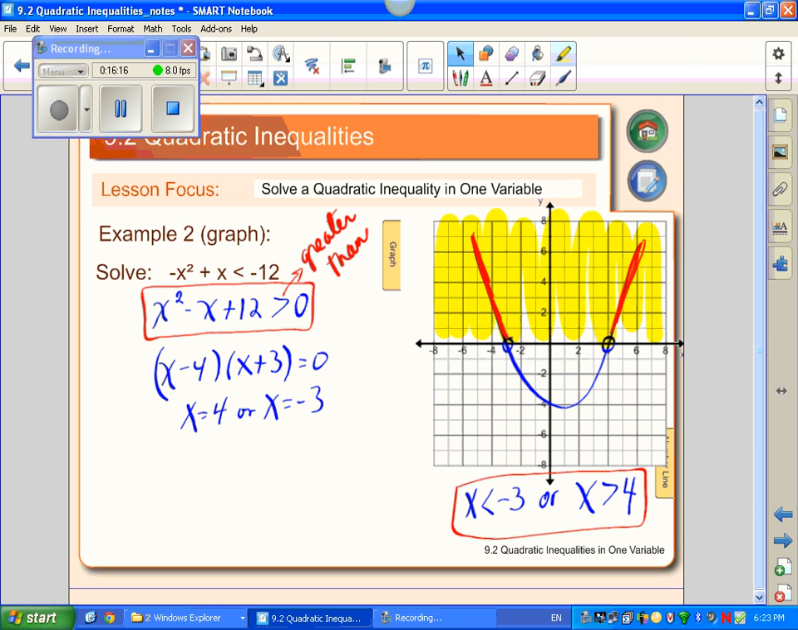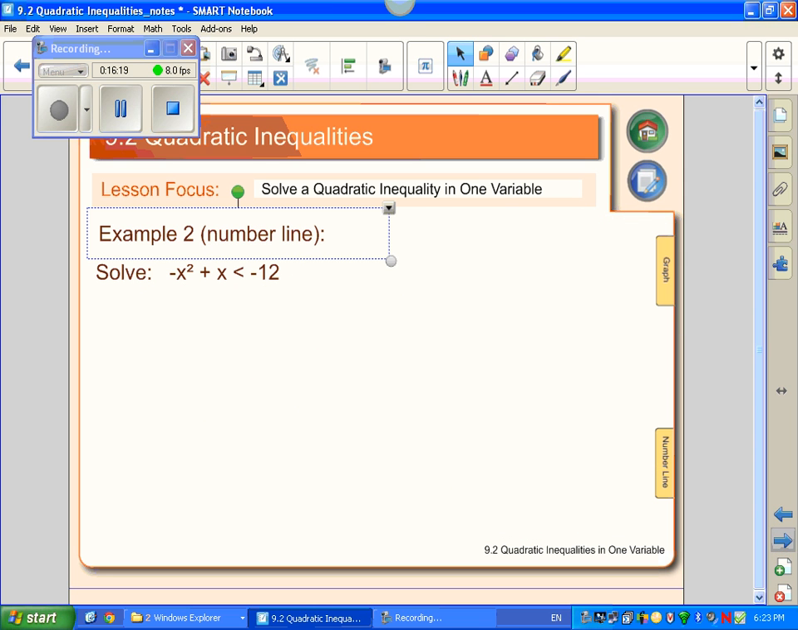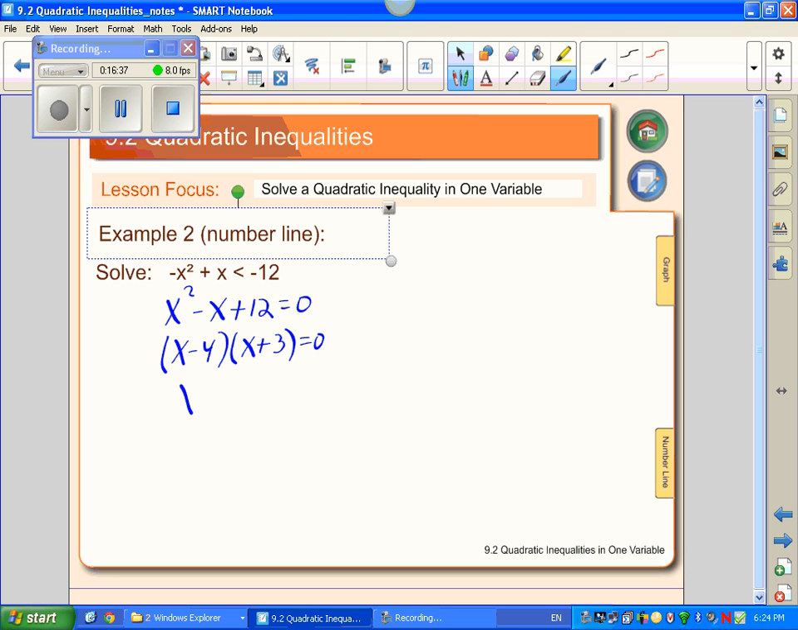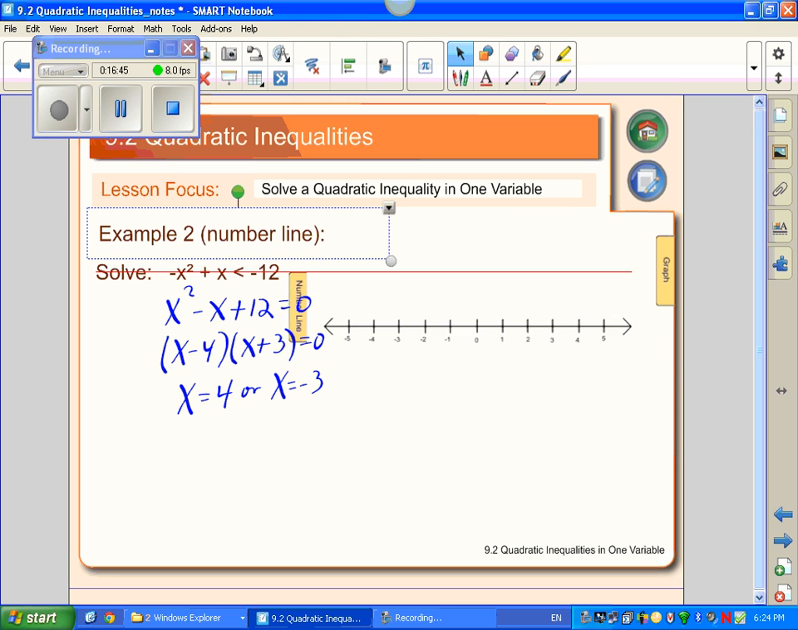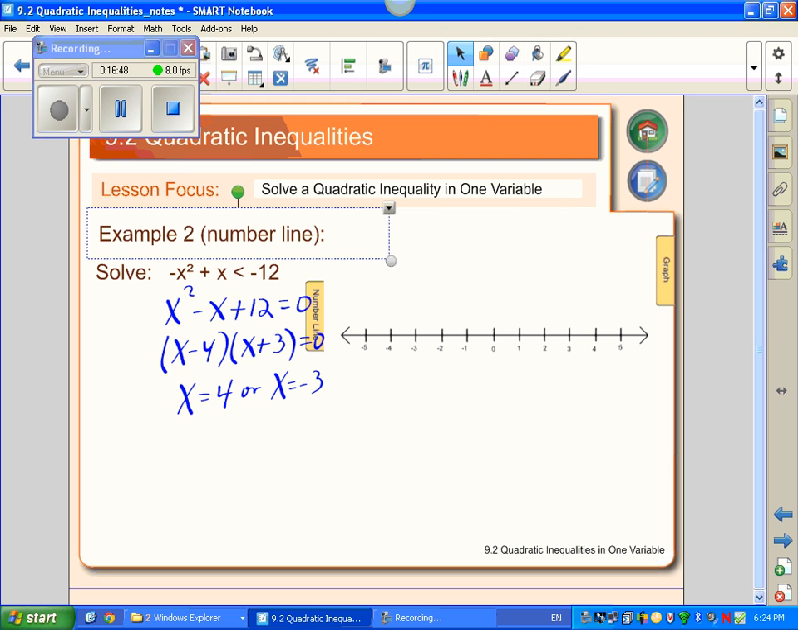What does this look like if I'm using the number line to help me? Well, the same thing goes as before. We had x squared negative x plus 12 equals 0, so my zeros are what I'm looking for. So we have x is equal to 4, where x is equal to -3. So we pull out our number line. We are looking at these as the zeros.